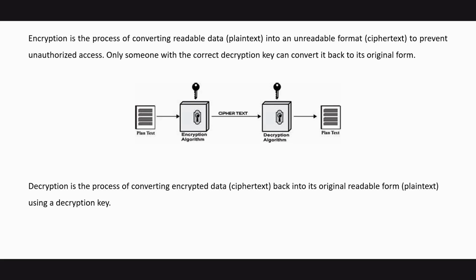So in the picture, let's see. Plain text with the encryption algorithm plus the key will change into ciphertext. And from ciphertext, if we put that key with a decryption algorithm, it will change back to plain text. This is the difference between encryption and decryption. Decryption is the vice versa of encryption: encrypted data is converted back into its original form, plain text, using a decryption key.